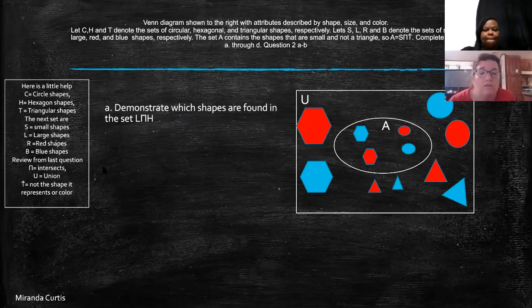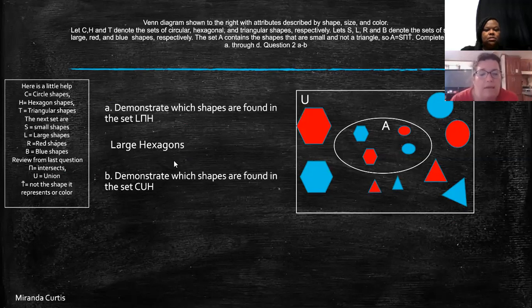Okay, so it says demonstrate which shapes are found in the set L intersect H. So we're looking for large, and we're looking for hexagons. So that is what that means. Now we're going to look at B. It says demonstrate which shapes are found in the set C union H. So we look over here in our little help bubble, and C stands for circle shapes, and H stands for hexagons. So our answer is going to give us circular shapes or hexagons.